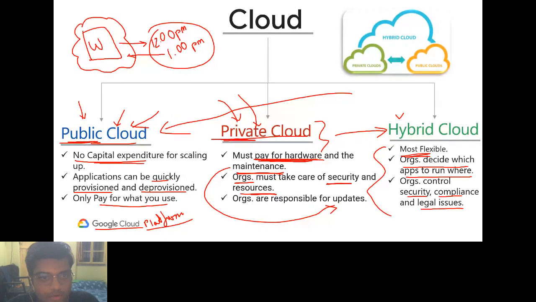So, with that being said, any more questions on the types of cloud based on public, private, and hybrid?